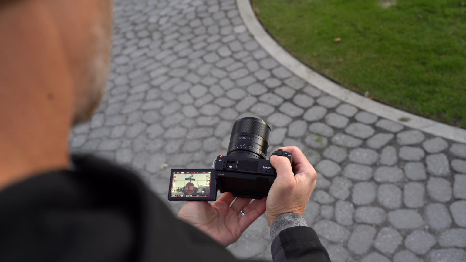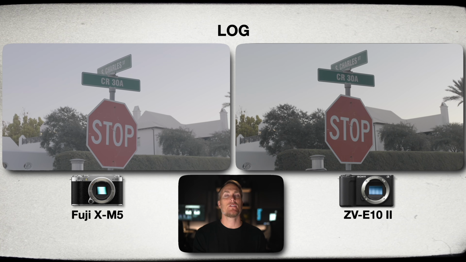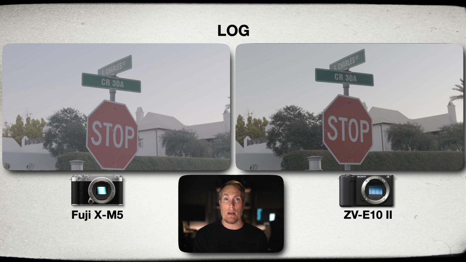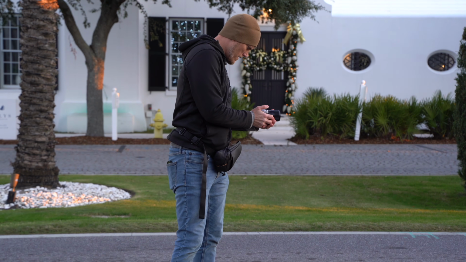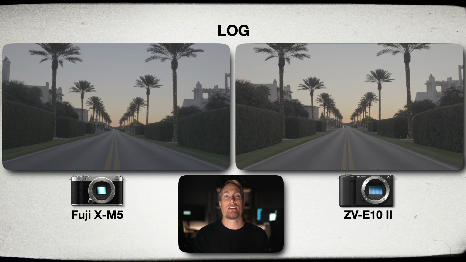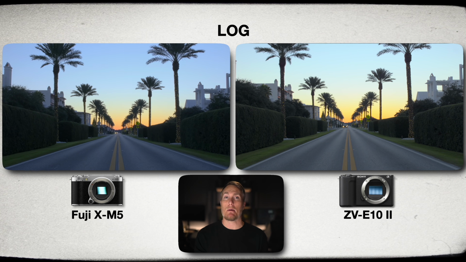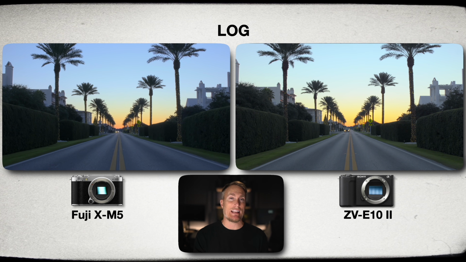But whenever I shot in their log profile, like I mentioned earlier, using the 23mm prime lens, I was able to apply the same exact grade to both cameras, and the images came out looking almost exactly the same. Just take a look at how close this street shot is. That's why I mentioned both of these cameras together would make a great A-cam, B-cam setup as long as you're shooting in that log profile.